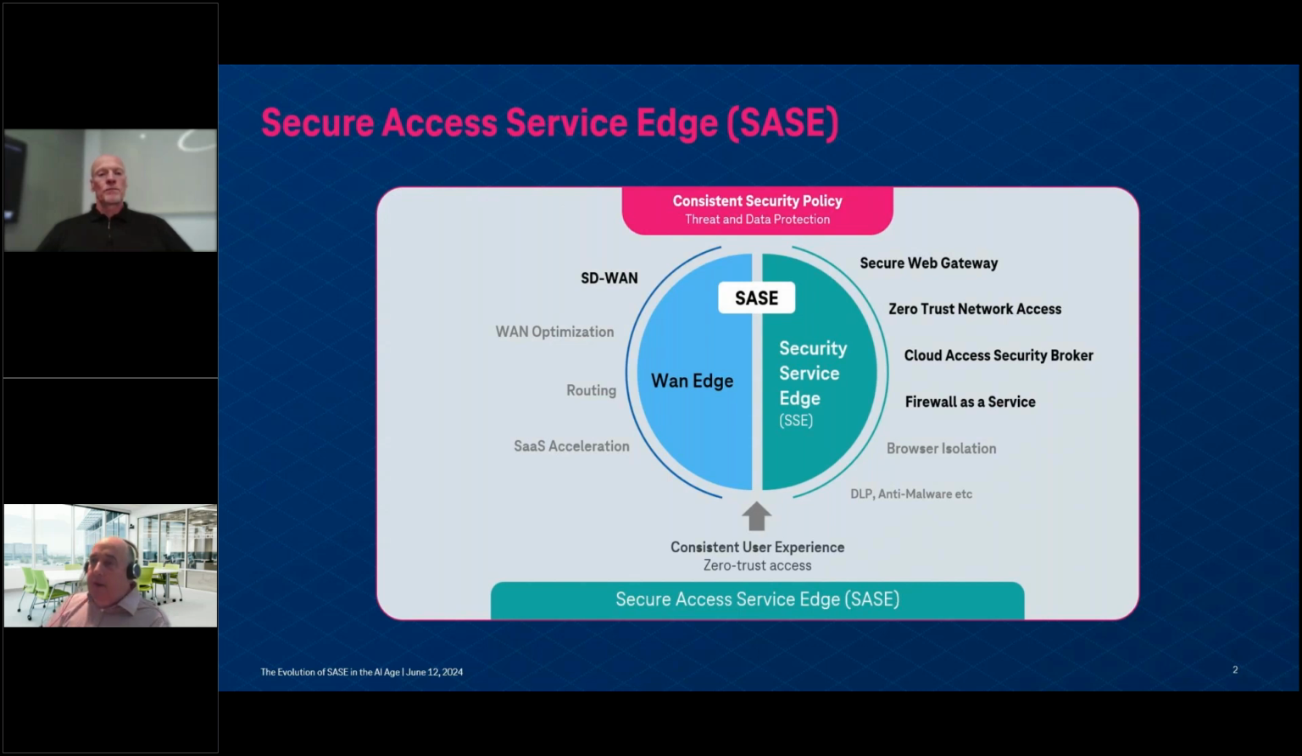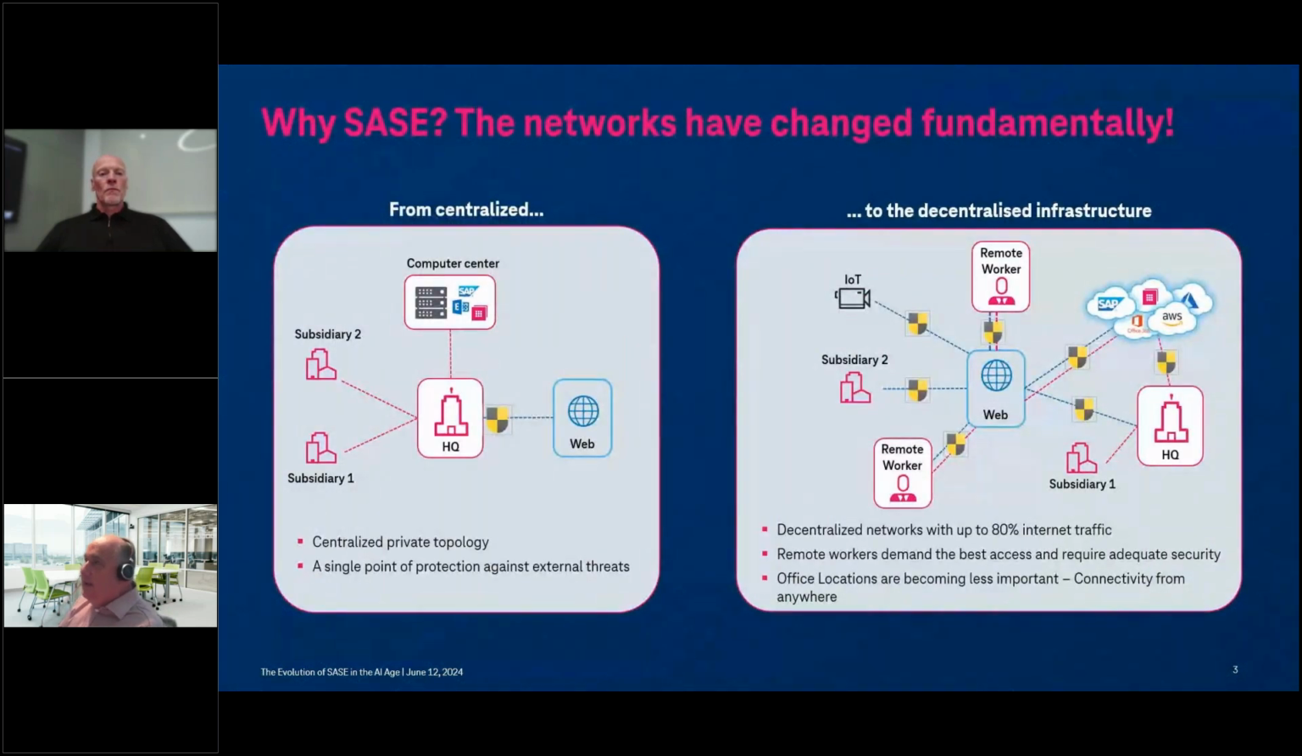Okay, so let's just quickly talk about networking and why SASE. Networks have fundamentally changed. I won't say the old days, but prior to 2018, 2019, we still had the headquarters, we had a couple of subsidiaries, and we were using cloud-based applications, absolutely. But at the end of the day, the environment was quite well protected. It was very, very rigid, a centralized topology with single points of protection against external threats. Effectively, everybody works in the office, or in a limited number of offices.